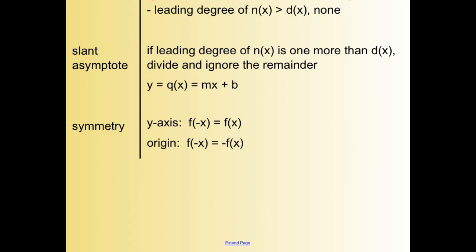The last piece of information that can be helpful to getting a rational function graphed is determining whether or not it has symmetry. This is a review of something we saw from Unit 1. If you substitute negative x into the function and it equals the original function, meaning all of those negatives end up canceling out because of even powers, then you have y-axis symmetry. If instead you substitute negative x into the function and you can factor a negative out of the function, then you would have origin symmetry. Those can be some helpful pieces of information when you're trying to graph your function.